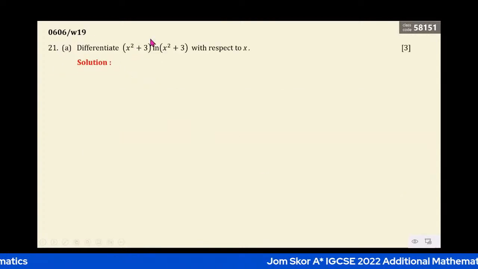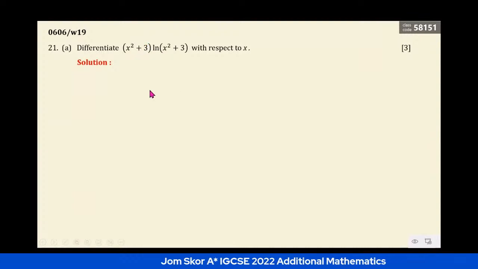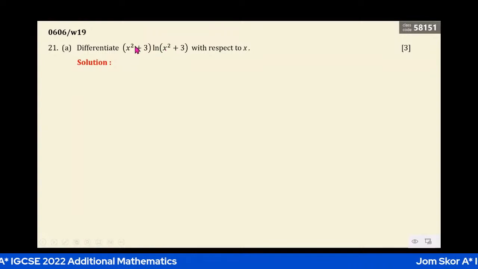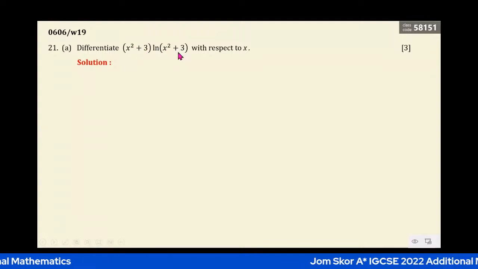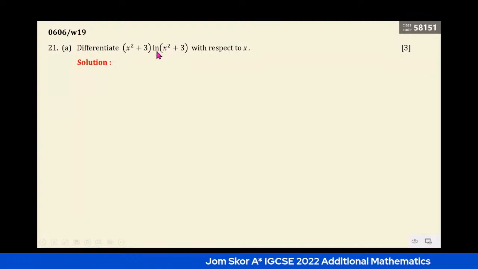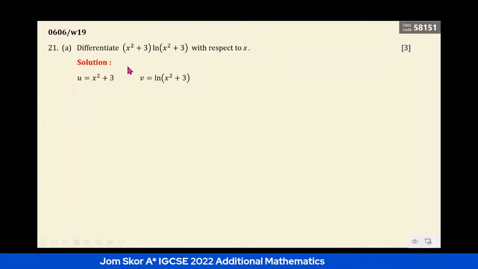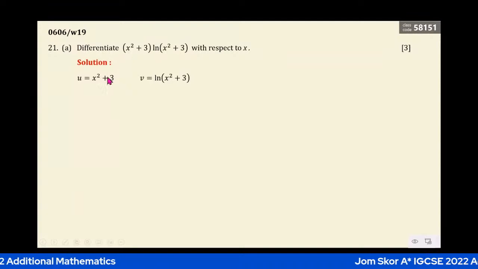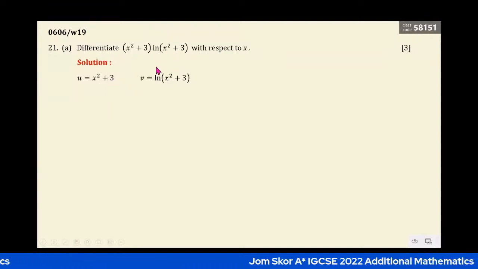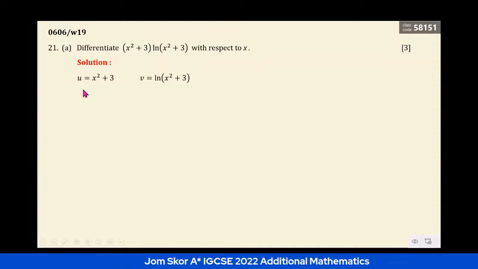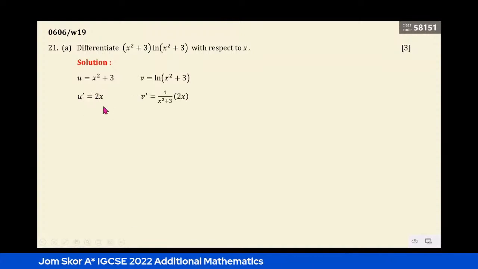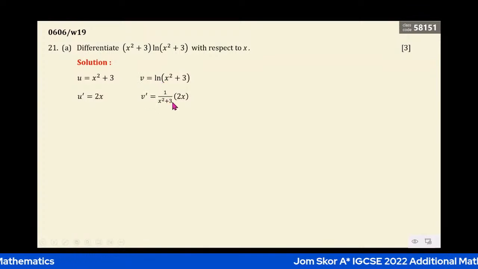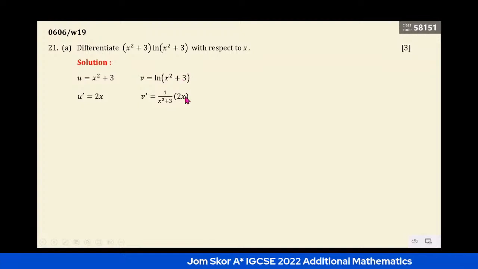Question 21, differentiate this. Earlier we used the quotient rule, but now it is a product. We have these two terms, x square plus 3 and ln of x square plus 3. We use the product rule. So this is u, the first, and v is the second one. The differentiation of u is 2x. You differentiate v to get v prime: differentiate ln, you will get 1 over x square plus 3, and differentiate x square plus 3, you will get 2x.